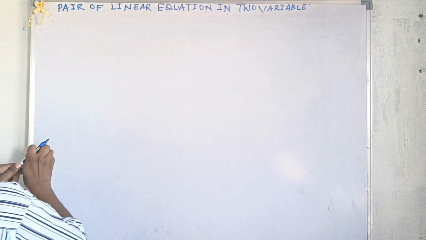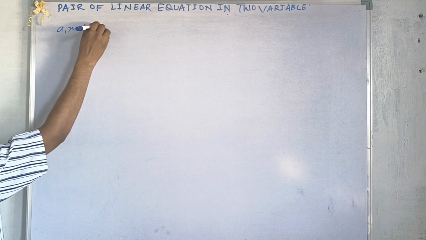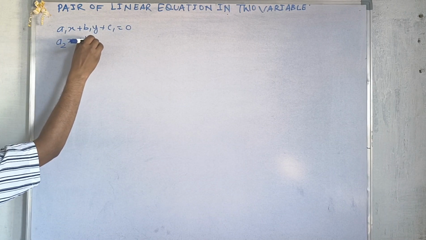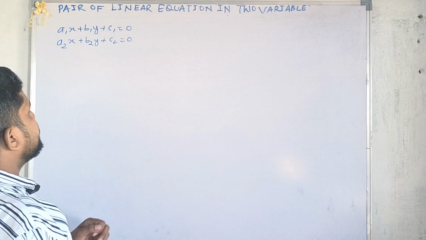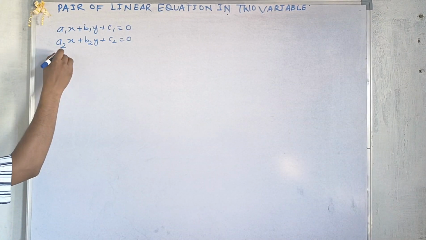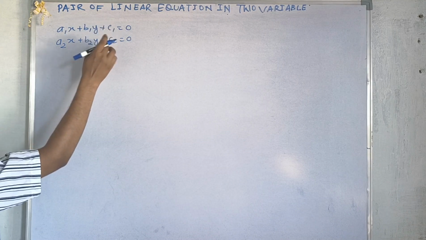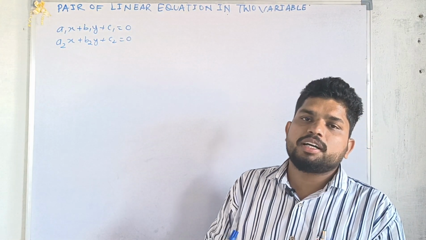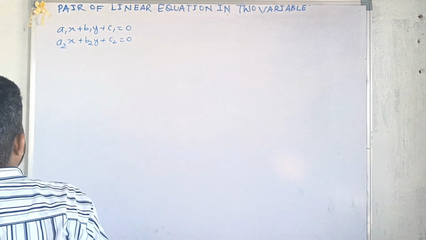As we all know, the general form is a1x plus b1y plus c1 equals 0, a2x plus b2y plus c2 equals 0 for a pair of linear equations in two variables. So here, by taking the ratio of the coefficients of x, the coefficients of y and the constants, we can predict what will be the nature of the graph for the pair of linear equations. Okay, now one by one let's see.